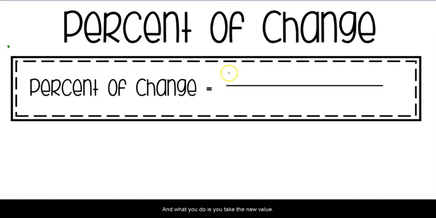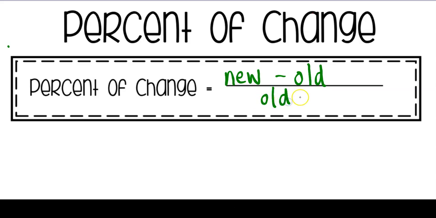And what you do is you take the new value and subtract the old, and then you divide it by the old. And then you change it to percent. It's that simple. It may seem kind of weird right now, so let's look at some examples and I think it'll make more sense to you.